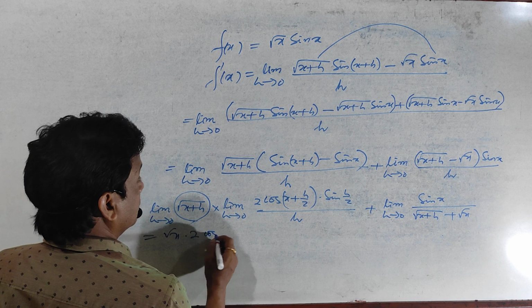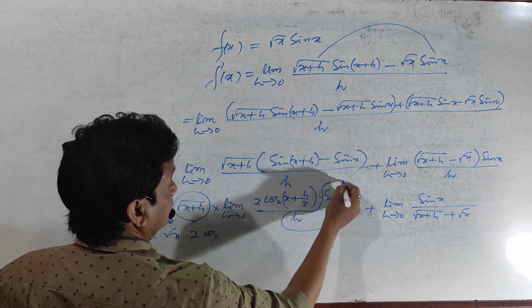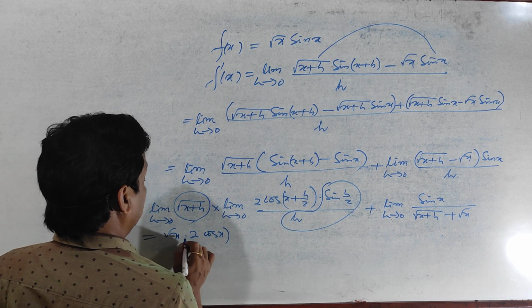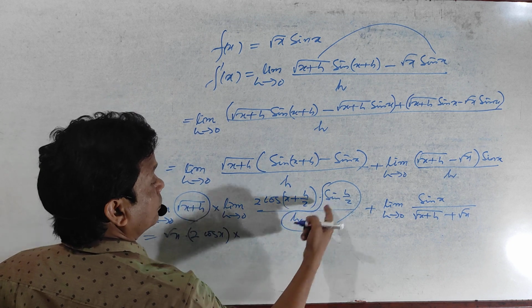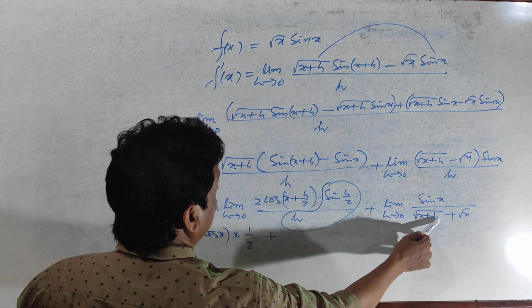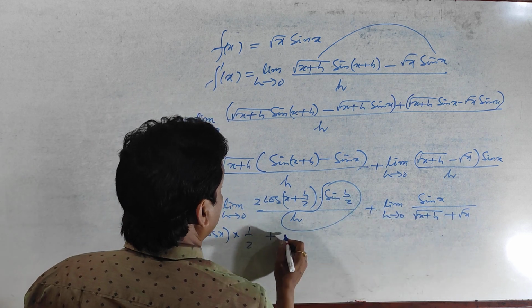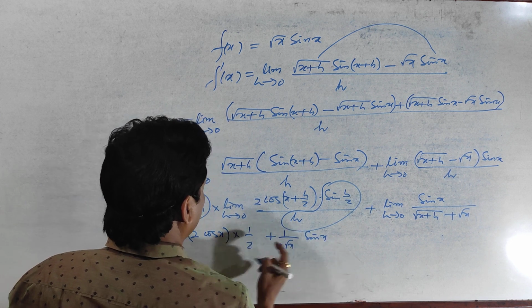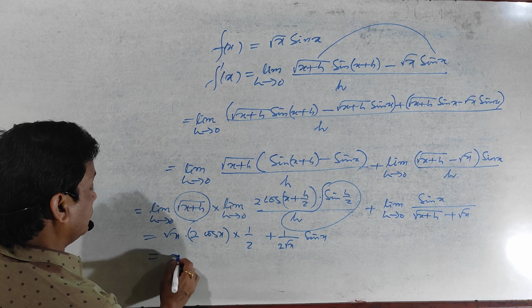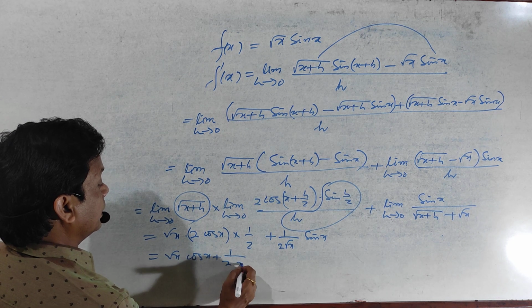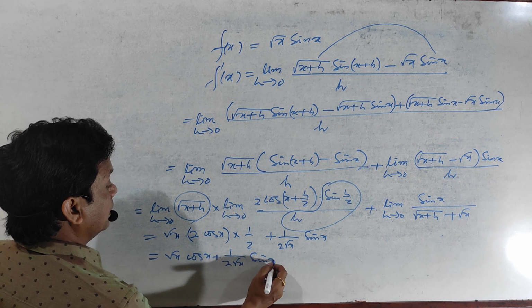2 cos, put h is equal to 0, it will be cos x into, this will become half, plus, put h is equal to 0, root x plus root x. So 1 by 2 root x into sin x. So here 2 cancels out, root x into cos x plus 1 by 2 root x into sin x.